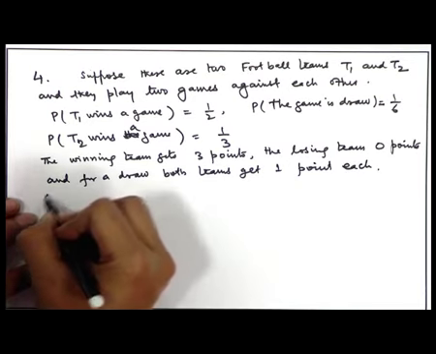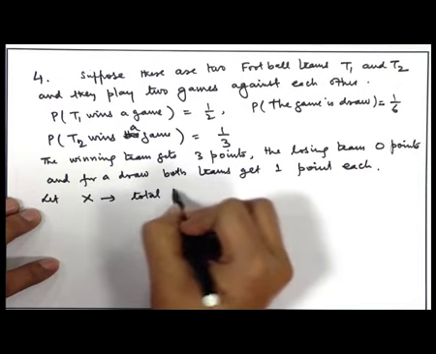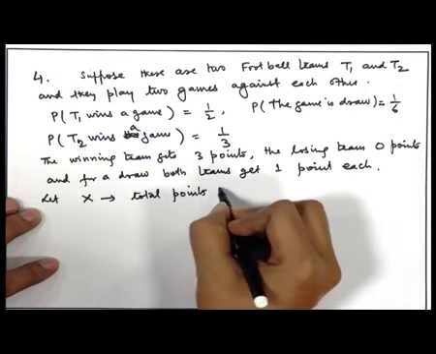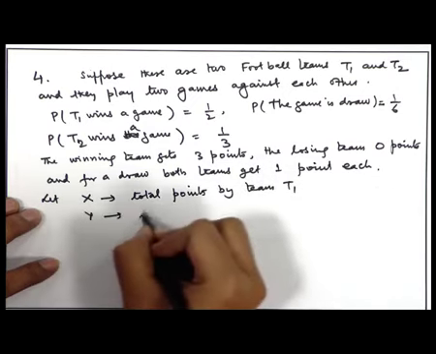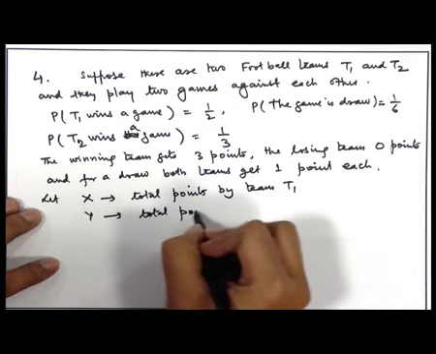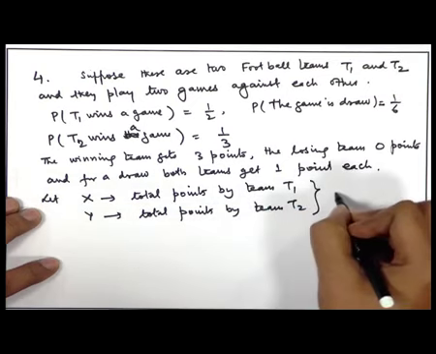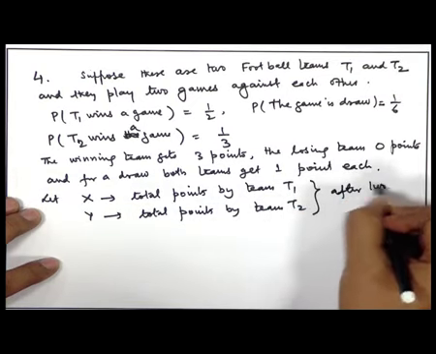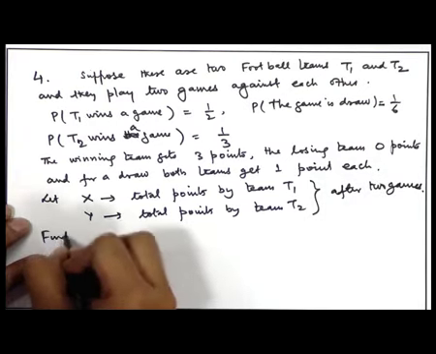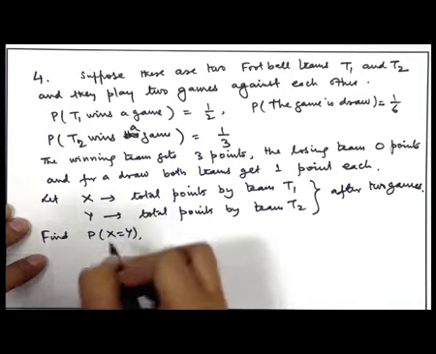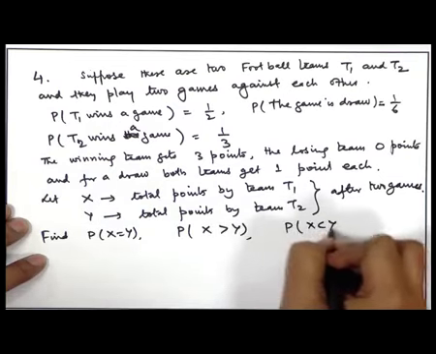So let us use some notation. Let x be the total points by team T1 and y be the total points by team T2 after 2 games. Then find, say, what is the probability of x is equal to y, what is the probability of x greater than y, what is the probability x less than y.